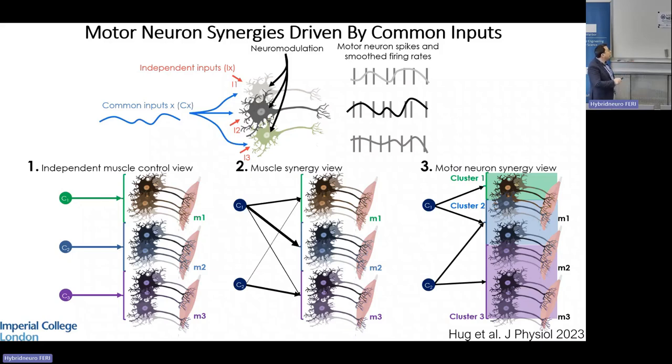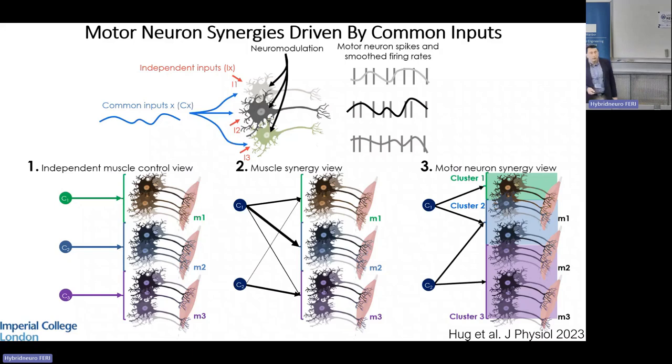But then you can have a further view. This is reviewed in this recent paper. You can have a further view in which you consider all the motor neurons independently from the muscles, and then you have a certain number of inputs that project to the motor neurons, but they don't project to the full number of motor neurons innervating the muscle. They can project to a fraction of them, or they can project to a cluster that contains motor neurons from one muscle and from the other. So now you see that the nervous system in this third view does not see muscles.